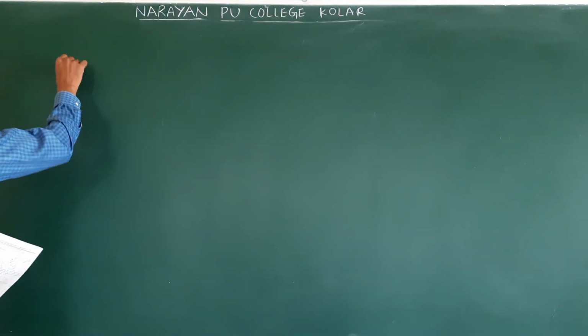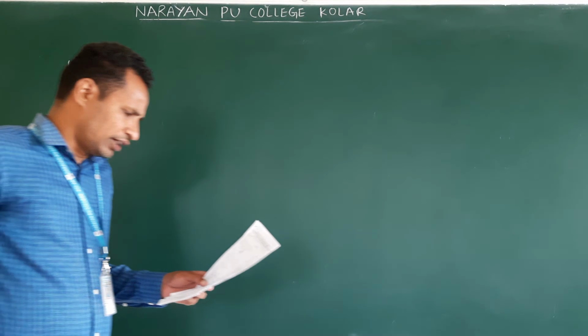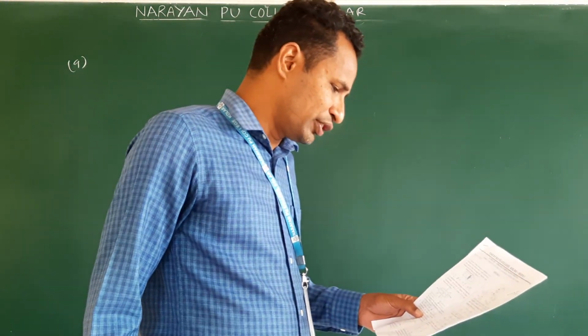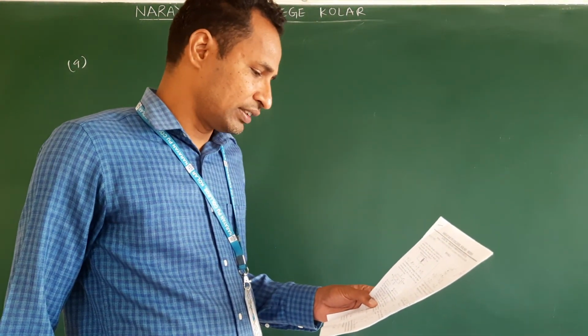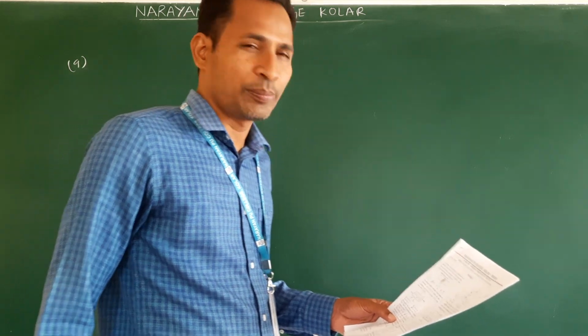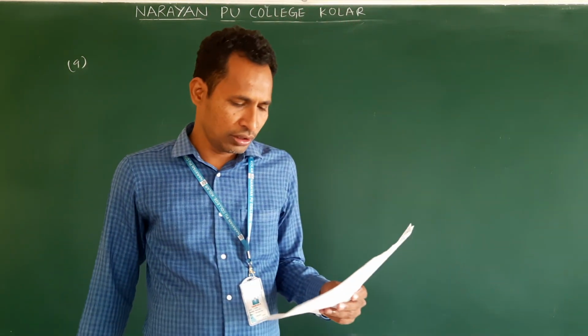Next, ninth. The figure shows a network of currents. The magnitude of current is shown here. Finding the current I will be very simple. Follow Kirchhoff's first rule.